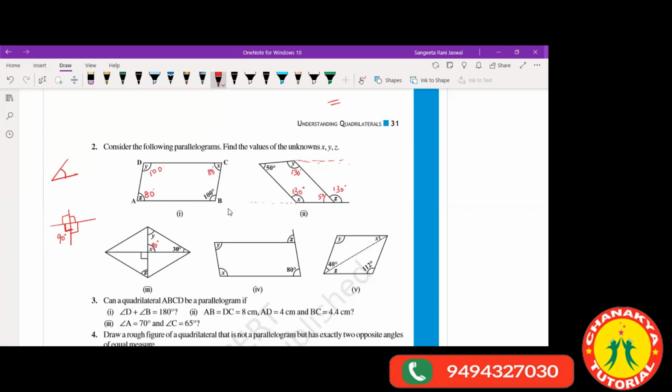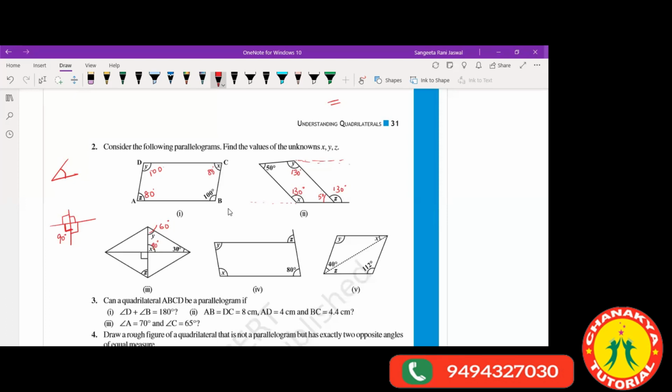Now if I take this triangle, I know that the sum of all angles in a triangle is 180 degrees. This angle is 30, this angle is 90, and 90 plus 30 is 120. So that means this angle Y will be 60 degrees, so that the total of the triangle becomes 180. Yes? Understood this?